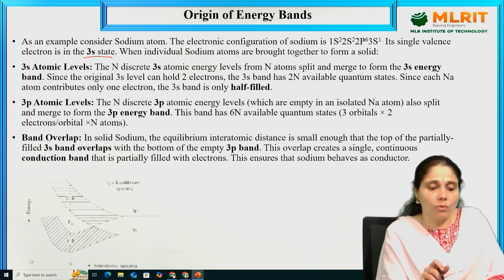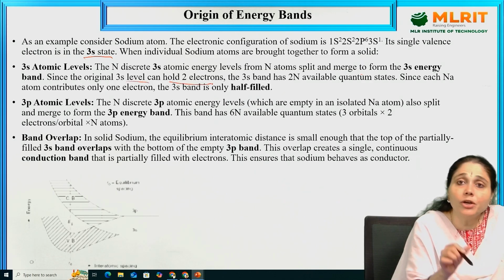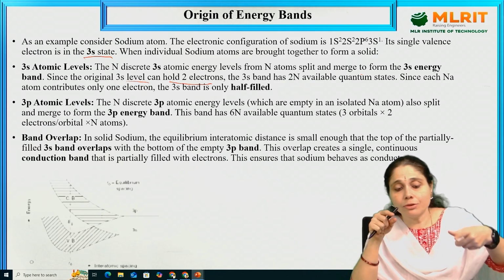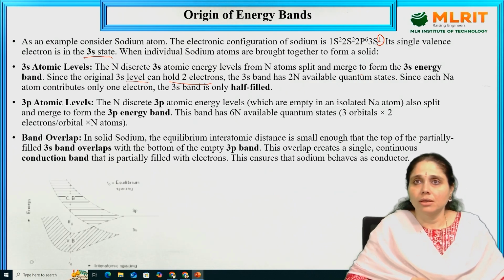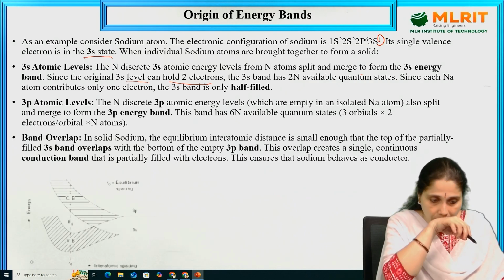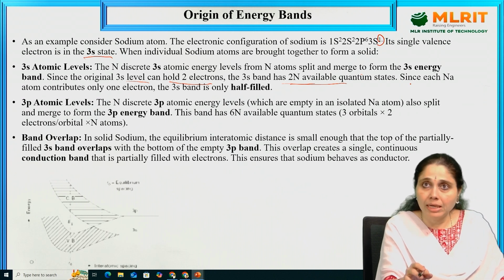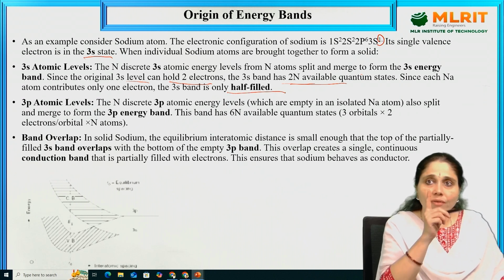So what happens here? The 3s level can hold 2 electrons, but in the case of sodium, it has only 1 valence electron. Understood? There are 2N available energy states, but the 3s band is only half filled since it has only 1 electron per atom.